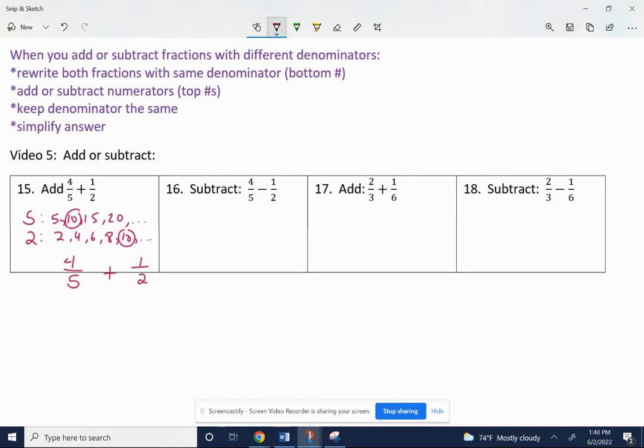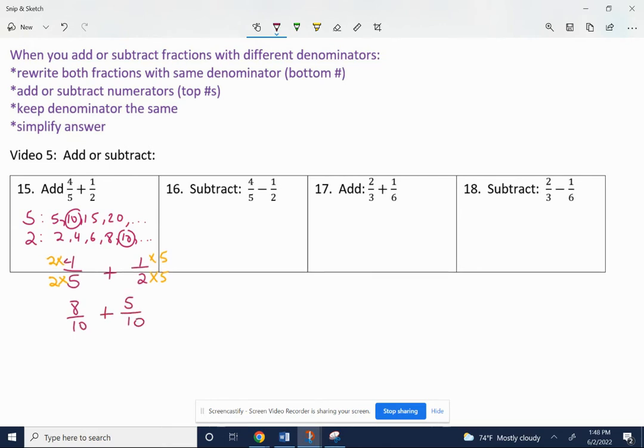So I'm going to be thinking multiplication here. If I want to get my 4/5 to a fraction over 10, I need to multiply by 2 to get that 10, so I'm going to have to multiply the top number times 2. If you multiply the bottom of a fraction by a number, you've got to multiply the top by the same number. To get from the 2 in my second fraction to 10, I'm going to have to multiply by 5, which means I have to multiply the top by 5. So I'm going to end up with 8 over 10 plus 5 over 10.